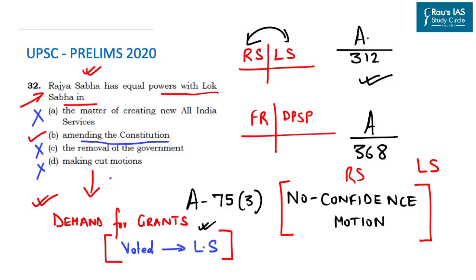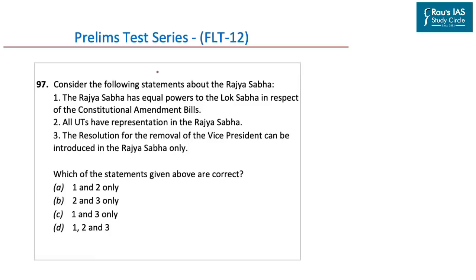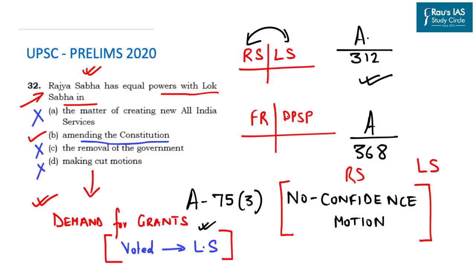So these are the conceptual clarity which you must have while answering this particular question asked on Rajya Sabha. Now, based on this concept, a similar question was again asked in the prelims test series. The question was, consider the following statements about Rajya Sabha. First, Rajya Sabha has equal powers to Lok Sabha in respect of Constitution Amendment Bill. Now here again it is mentioning about Article 368 of the Indian Constitution. The same idea with which UPSC has formed this particular question on the Rajya Sabha.